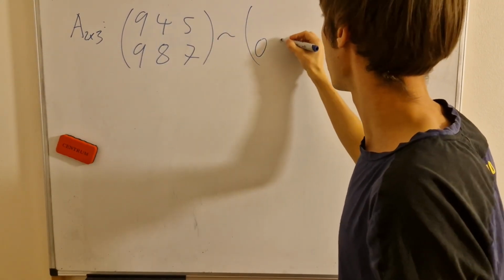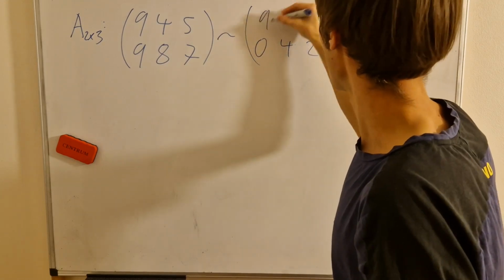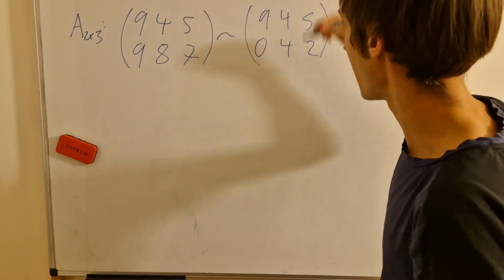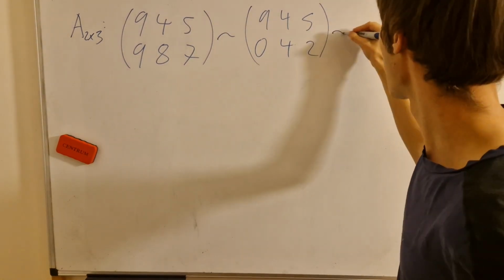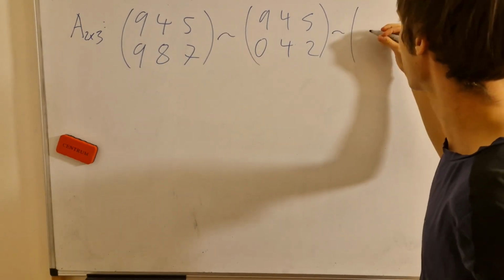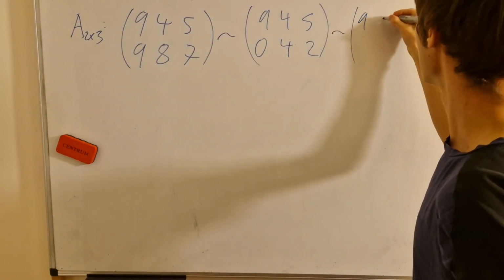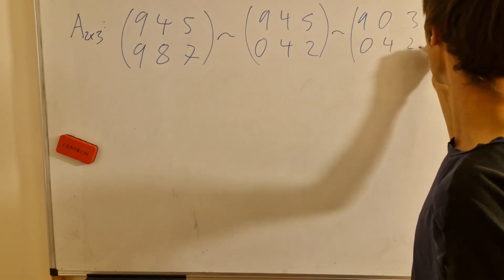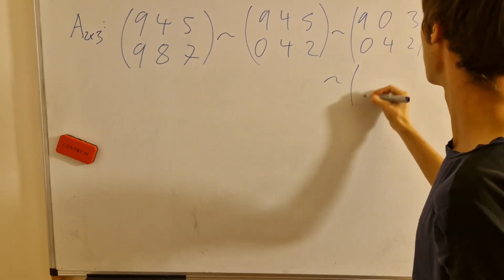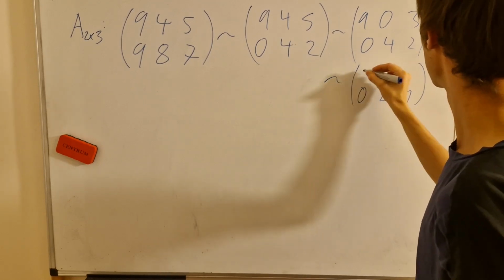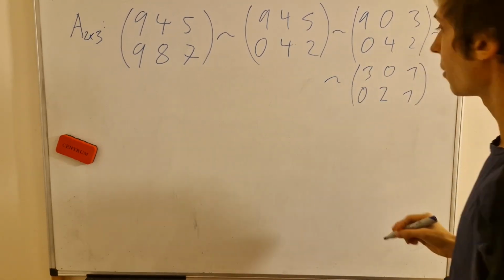We would have 0, 4, 2, and 9, 4, 5 in the first row doesn't change at all. We can also subtract back, sort of. So we would subtract the second row back away from the first. So we have 9, 0, 3, 0, 4, 2. Alright, and we can also make it even simpler, divide by 2 the second row and by 3 the first row.